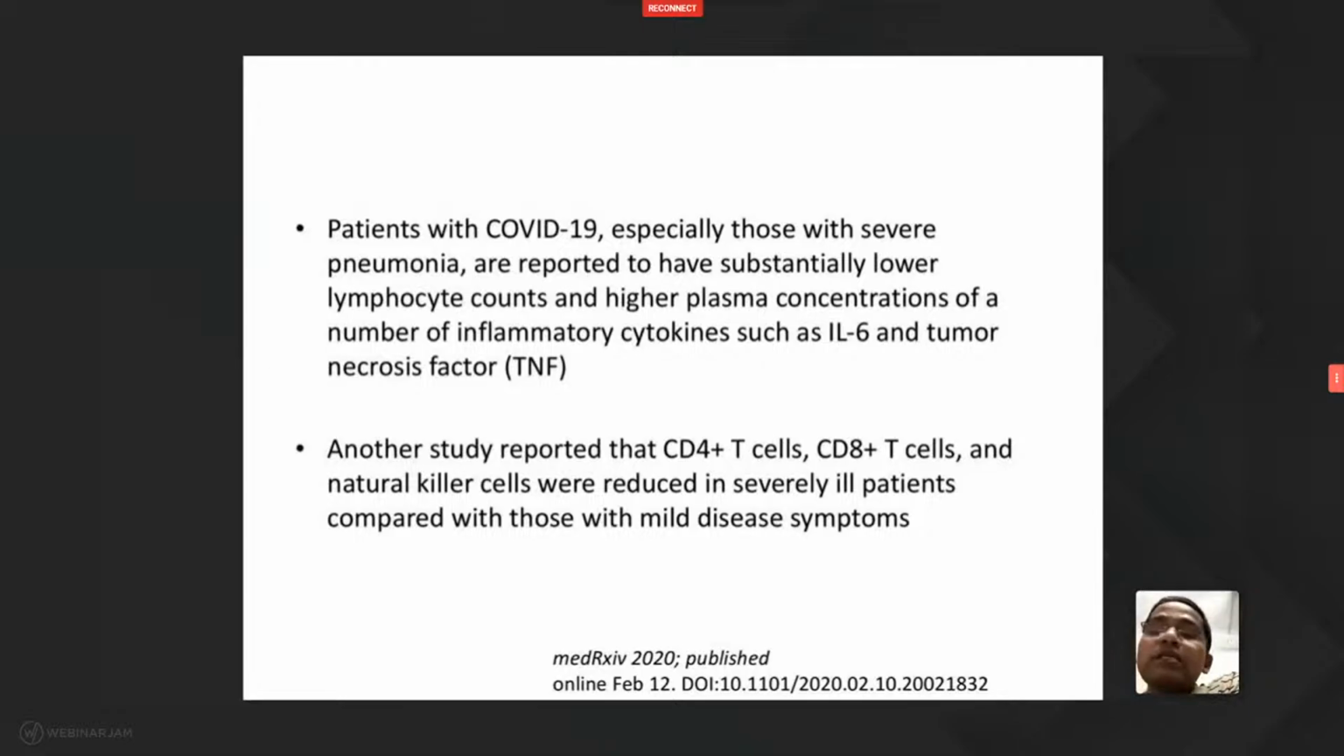There is some release of inflammatory markers, and it has been observed that in severe pneumonia patients there is a substantially lower lymphocyte count and higher plasma concentration of inflammatory markers like IL-6 and tumor necrosis factor. A decreased number of CD4 and CD8 T cells and natural killer cells is also noticed in severely ill patients compared to those with mild symptoms. This may be explained by different hypotheses: probably some inflammation-mediated or virus-mediated bone marrow suppression, or a local immune response that decreases the migration of lymphocytes to the local epithelium.